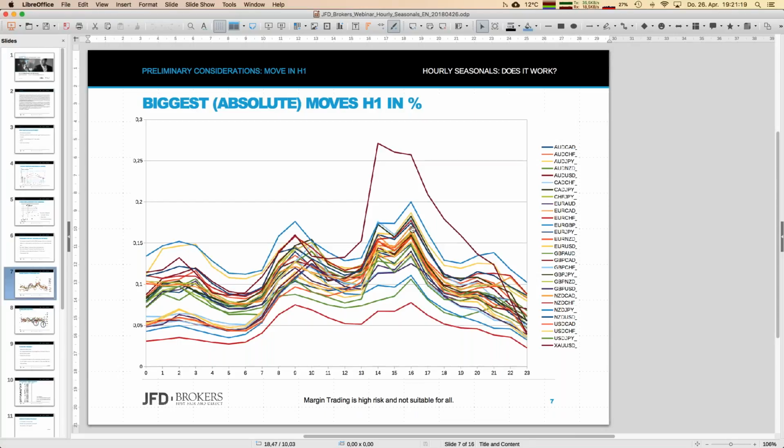And the other ones, which are more pronounced, with bigger moves, are those related to currencies with the Japanese yen. So we have that three-wave behavior, Asian, European, American. So that helps maybe everybody when it comes to the question, hey, if I need volatility, you have the answer here. And that was an absolute move.